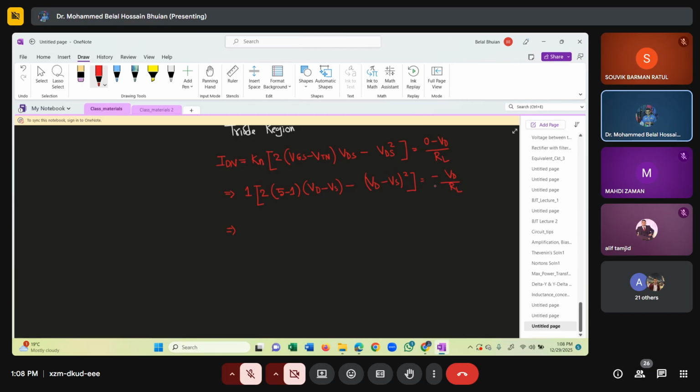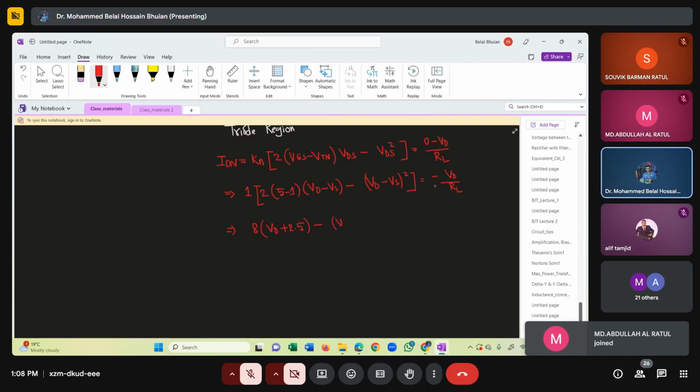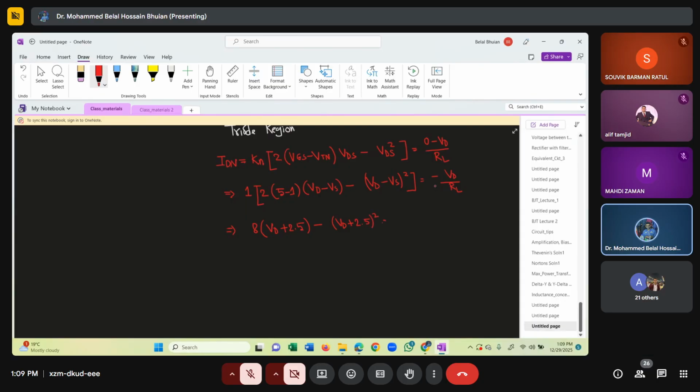8 times, what is VD? VD is unknown. VS we know. VS is minus 2.5, so plus 2.5, minus VD plus 2.5 whole square equals to minus VD divided by 10.